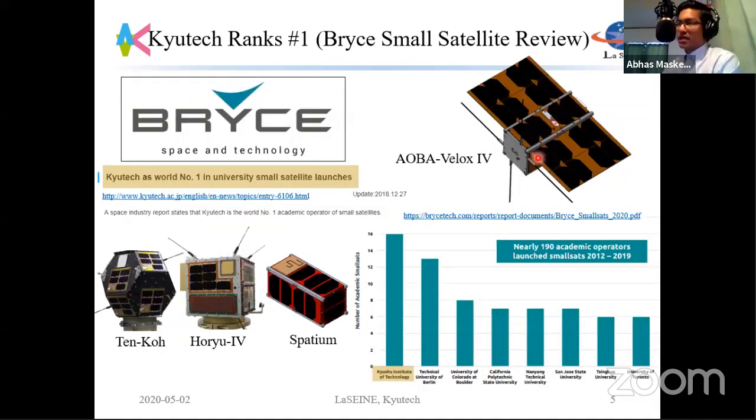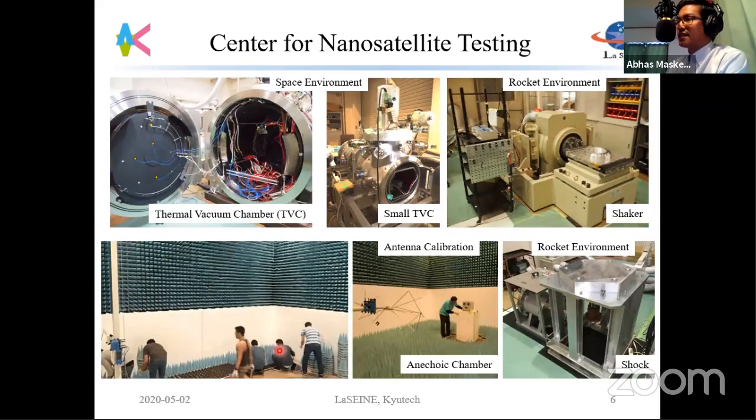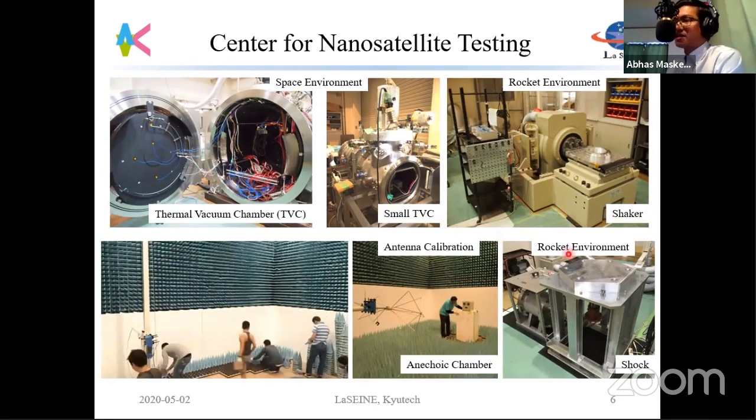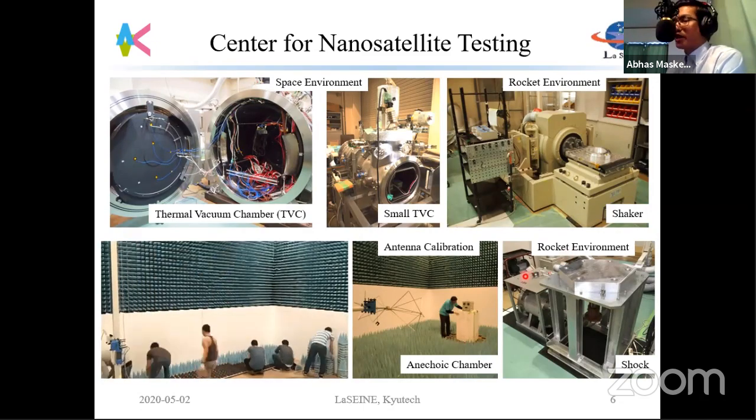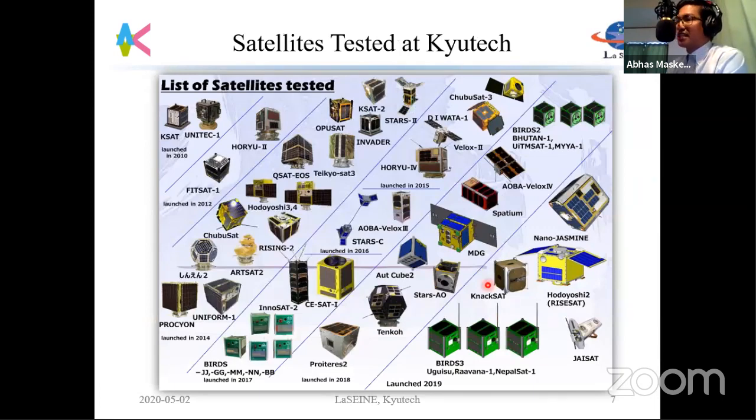QTech ranks #1 in all small satellite launches for academic and nonprofit organizations. As you can see here, we have launched 16 satellites so far. We have a number of CubeSat projects and small satellite projects going on. We have an excellent center for nanosatellite testing. We can test space environment, rocket environment, and also we can do anechoic chamber testing. So far, we have tested all these satellites at Kyushu Institute of Technology. We have the capacity to test anywhere between 1 to 50 kilo class.